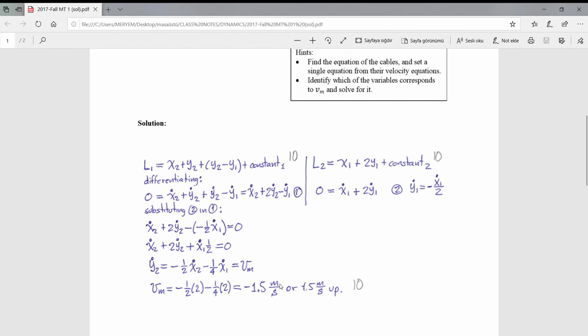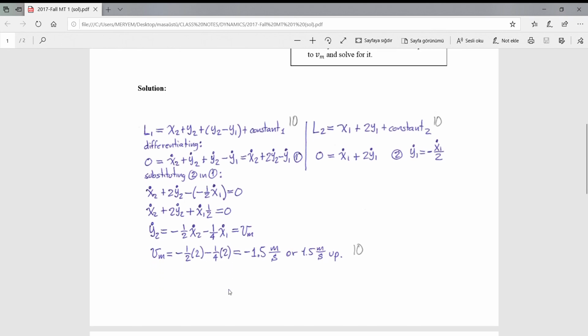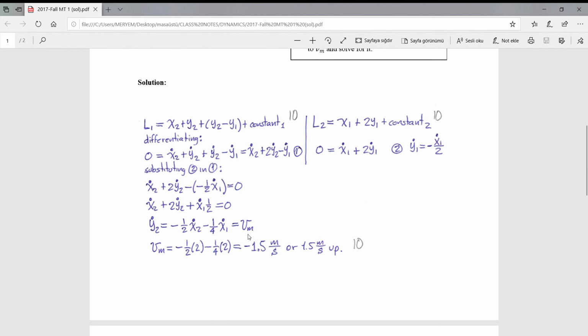1.5 meters per second, and we know x1 and x2 values are 2 meters per second, 2 meters per second, and we found Vm. Accordingly, Vm is 1.5 meters per second. A negative sign indicates that it is up, and we show it here. If you don't want to type negative, you should indicate that it is up.